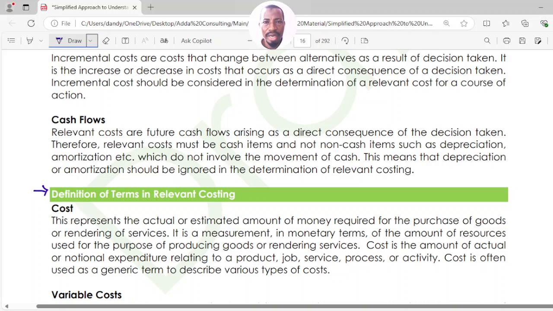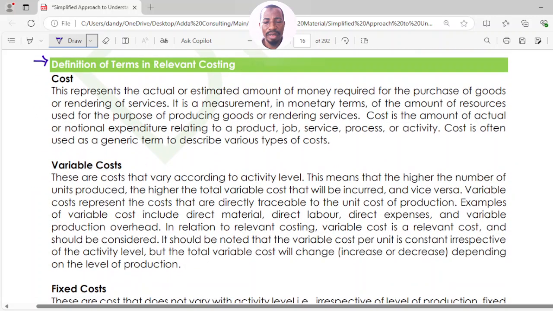All right. Therefore, there are different kinds of costs. There are different types of costs. We have variable costs, fixed costs, and mixed or semi-fixed costs. We also have opportunity cost, avoidable and unavoidable costs, committed and uncommitted costs. All these costs you must know, especially if you are preparing for the professional exam of ICAN at skills level. So you must know what all these cost items are all about.